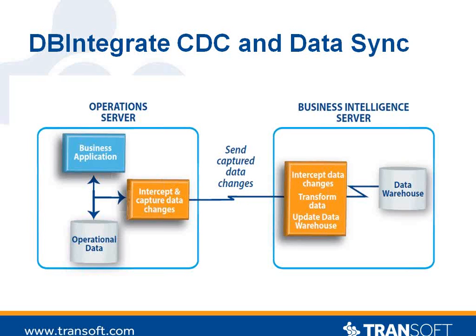This diagram explains a bit about the architecture. The business application is your UBL and the operational data is your ISAM files. There's no code changes required for your UBL program. The updates are sent via a message queue to the DB Integrate server, which can then keep, for example, a data warehousing database up to date.